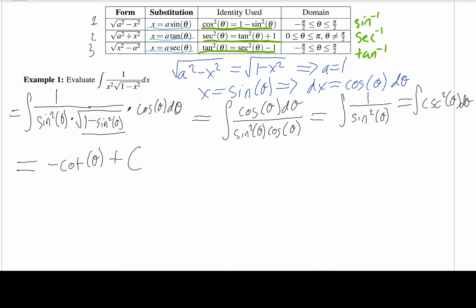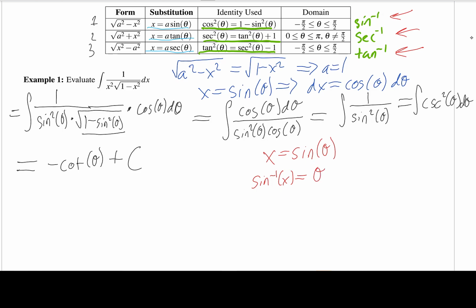However, our answer should be in terms of x, right? We started with something in terms of x, so we need to go back and put this in terms of x. The way we do that is we take whatever substitution we used. So we take this part right here. So I have x equals sine theta. And so now I want to get theta in terms of x. Well, that's why I talked about this domain stuff. Because now to get it back, I'm going to take sine inverse of both sides. So I'll have sine inverse of x is equal to theta.